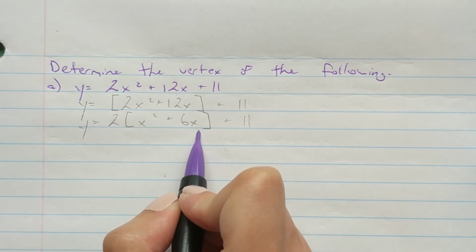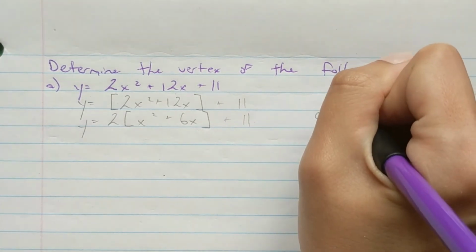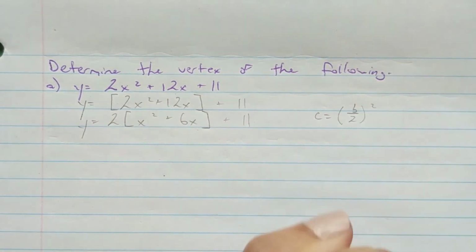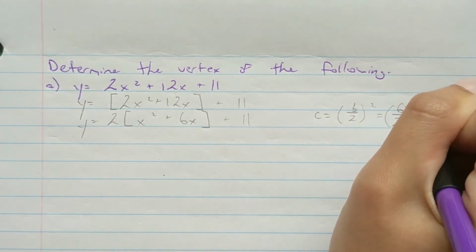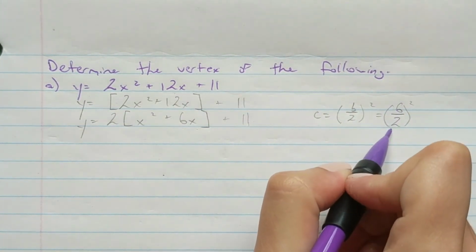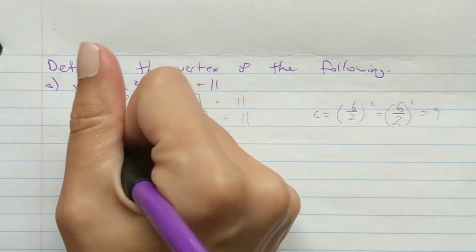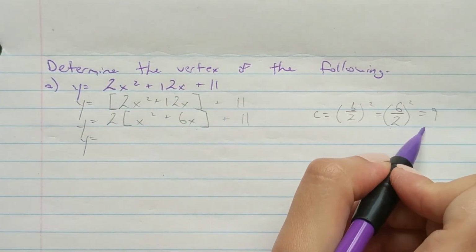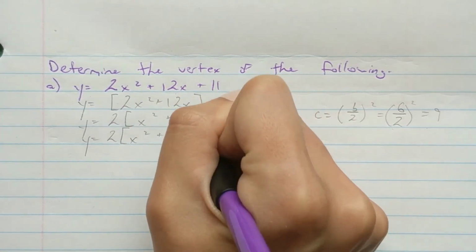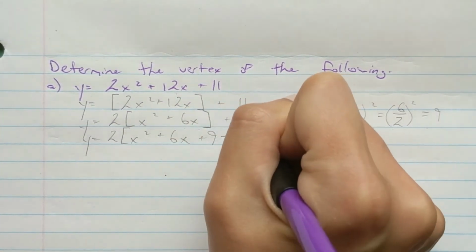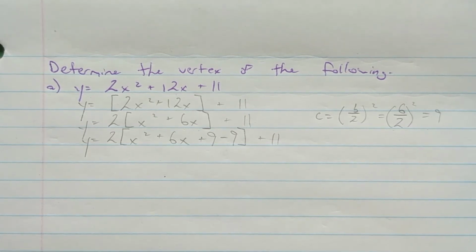I now need to create a perfect square trinomial. I'm going to figure out what c is over to the right here. C is b over 2 squared. B is 6, so that's going to be 6 over 2 squared. 6 divided by 2 is 3. 3 squared is 9. So c is going to be equal to 9. So the number that I have to plus and minus is 9, giving me x squared plus 6x plus 9 minus 9 plus 11. Okay, looking very similar to our last example, but that's okay.